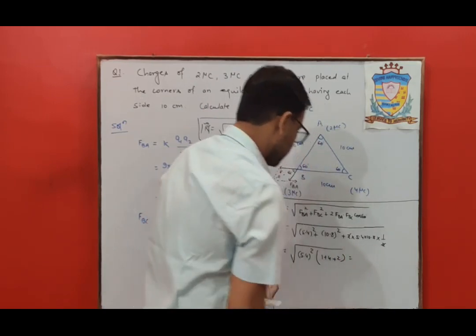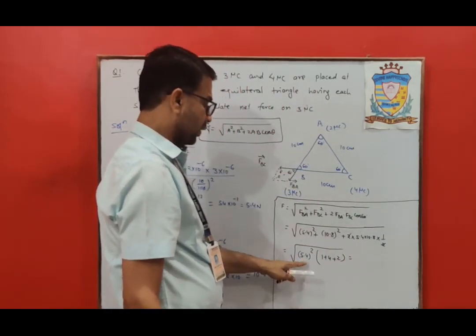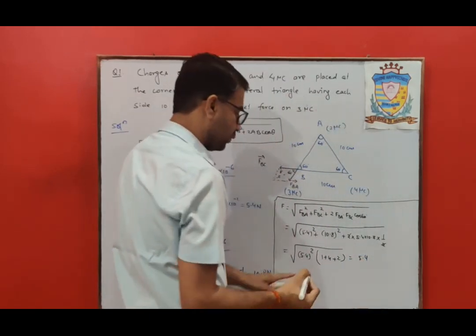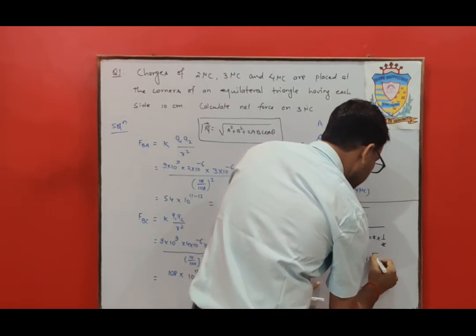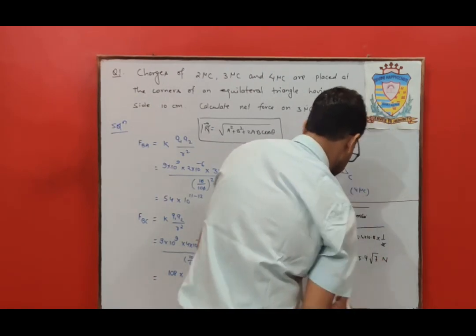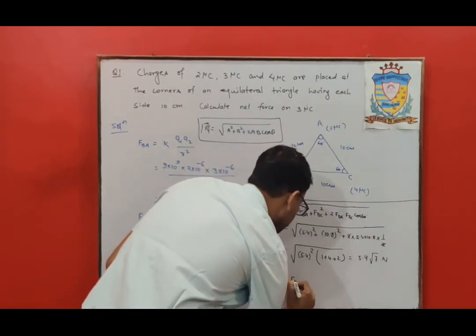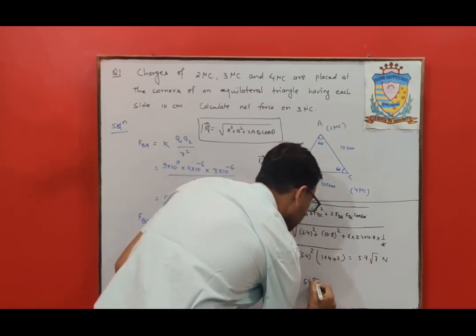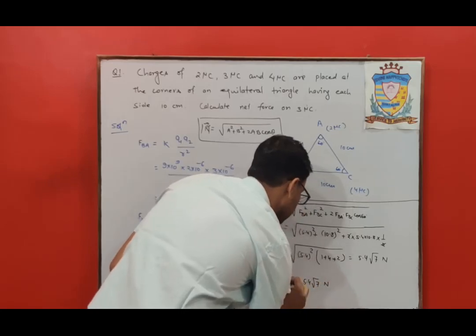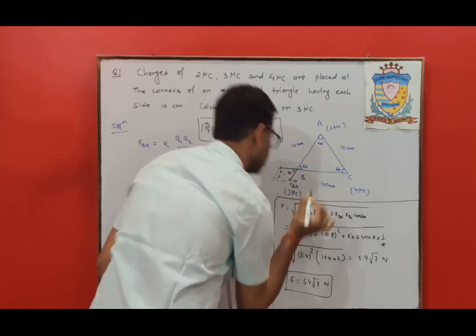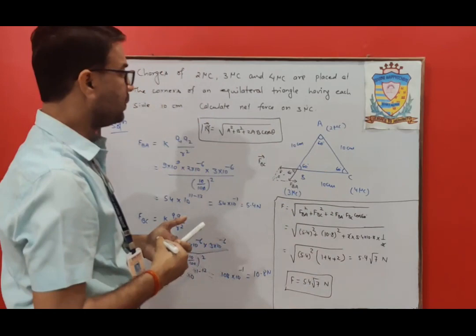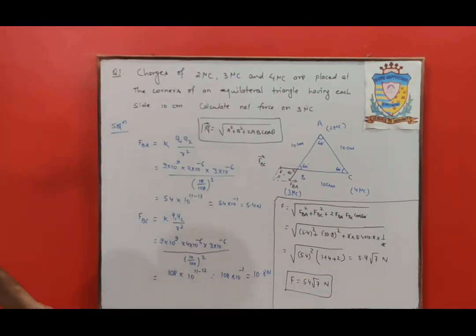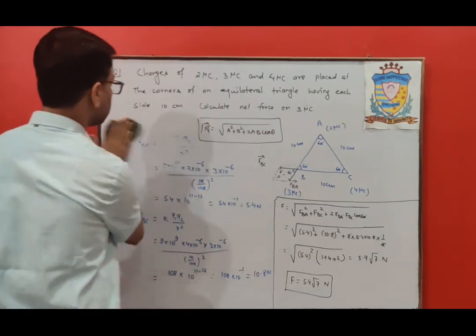This can be written as, so now we can take 5.4 out of the square root. So this will be equal to 5.4 into under root 7 Newton. So this is the resultant force on the 3 coulomb charge, that is 5.4 root 7 Newton. Clear? Now, next numerical.